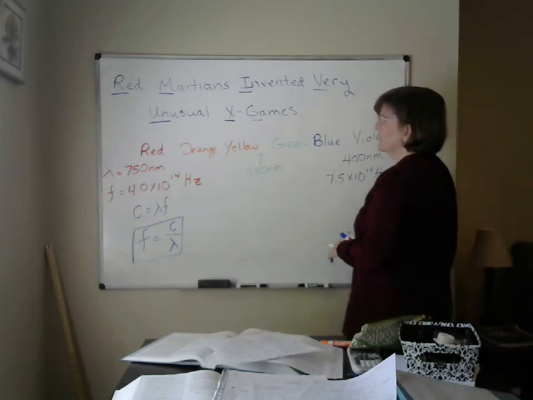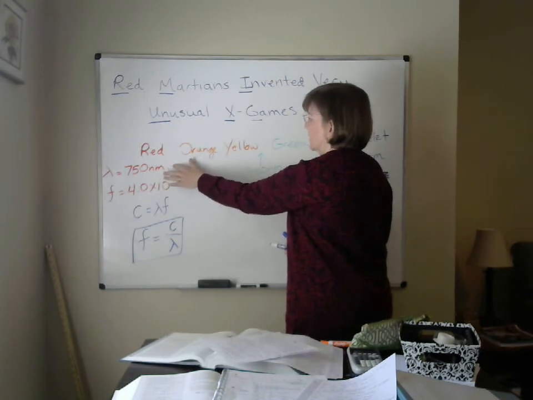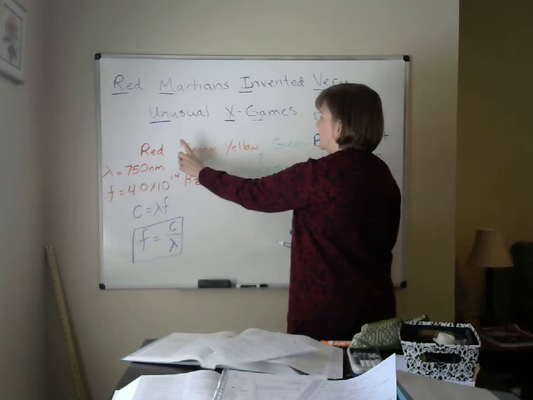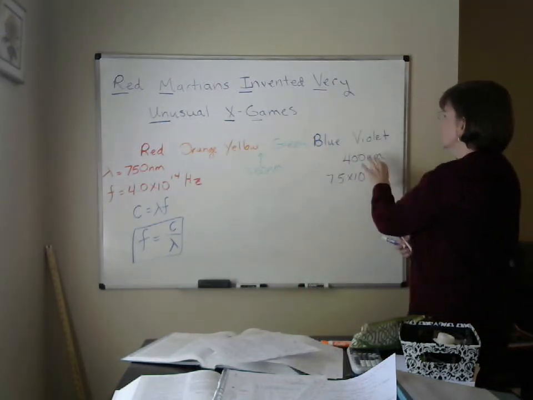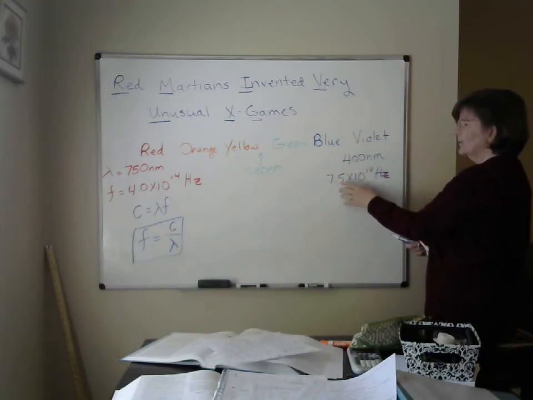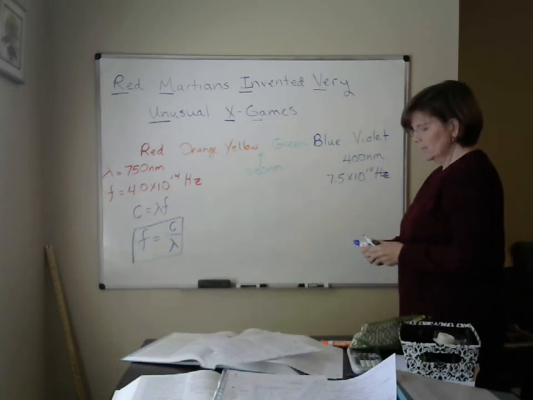So you should know the color order of the spectrum. You should understand that red has the longest wavelength, the smallest frequency. And if we go across red, orange, yellow, green, blue, and violet, by the time we get to violet, our wavelength is down to 400 nanometers, and our frequency is up to 7.5 times 10 to the 14th hertz.